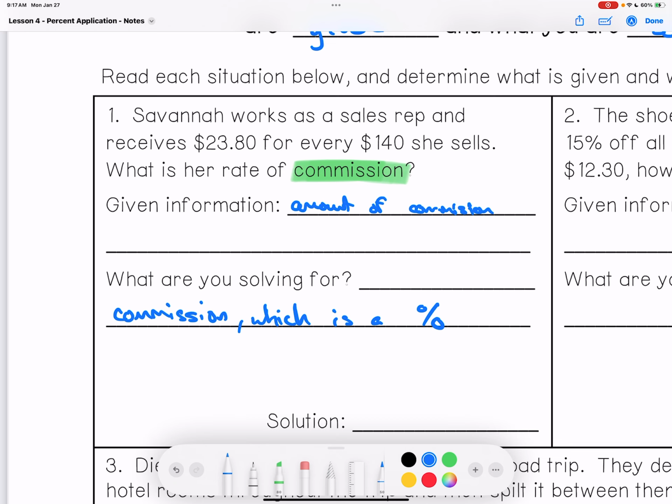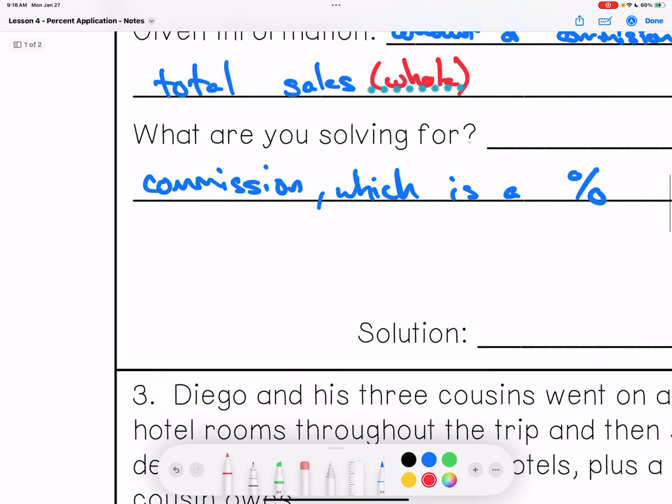And then we're also given the total sales. Now, commission is a percent of the total sales. They didn't tell us the percent, so that's what we're looking for. They told us what the dollar amount was after you divided it by the percent. All right, total sales is obviously going to be the whole. And amount of commission is going to be part, because she only earns part of the total sales, which is the whole. All right, so now we're going to solve it.